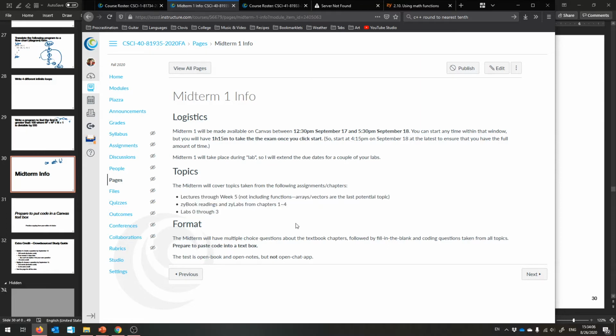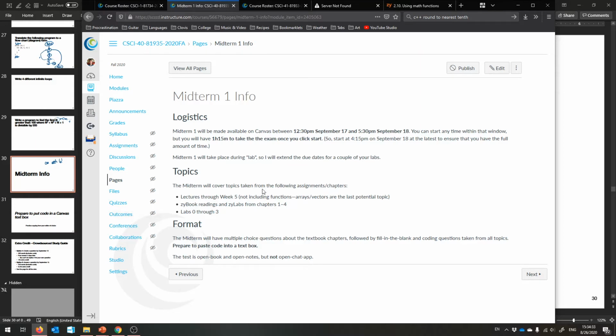Okay? And I'm going to ask you to submit code in like a Canvas text box. So please practice copying and pasting from wherever you're typing your code. Okay? Make sure that it's ready to go. And yeah, with that, the test is, of course, open book, open notes, but not open chat app. So you can't be talking with people. And you don't want to know what happens if I find out that something like that happened.